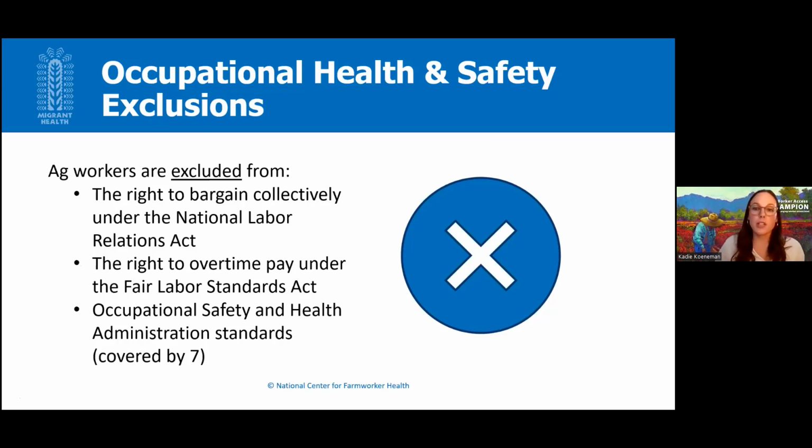Agricultural workers are also excluded from many labor rights. For example, the right to organize and bargain collectively under the National Labor Relations Act. They are also not entitled to overtime pay under the Fair Labor Standards Act, with the exception of California in 2016. And they are also only covered by 7 of the Occupational Safety and Health Administration standards.